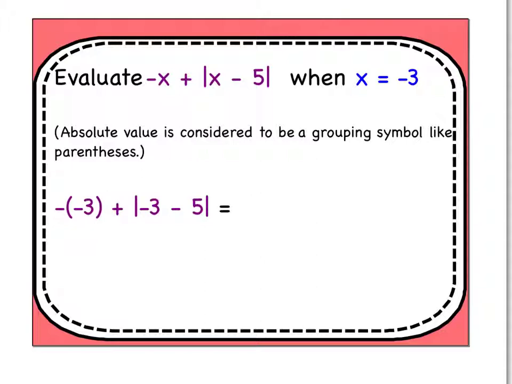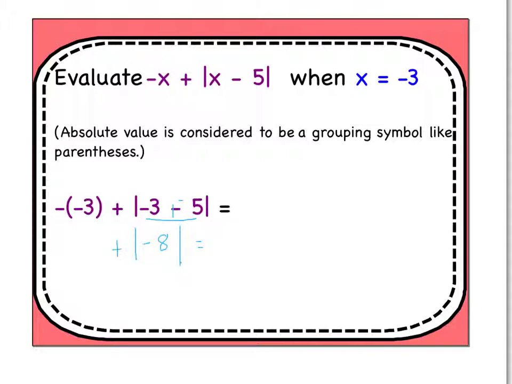This next one says to evaluate negative x plus the absolute value of x minus 5 when x equals negative 3. A little side note is that absolute value is considered to be a grouping symbol just like parentheses, so you would want to make sure you do that first. So in here, when I substitute in the negative 3, I have a negative 3 plus, instead of the x, I have negative 3 minus 5. So I have to do my parentheses, or in this case, absolute value first. Negative 3 minus 5, which we'll add the opposite, is negative 8.